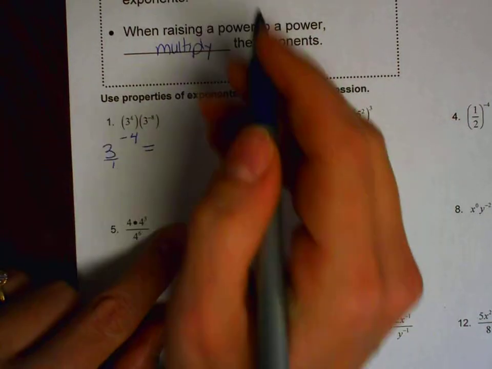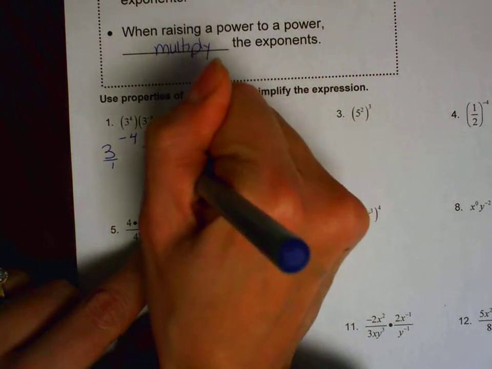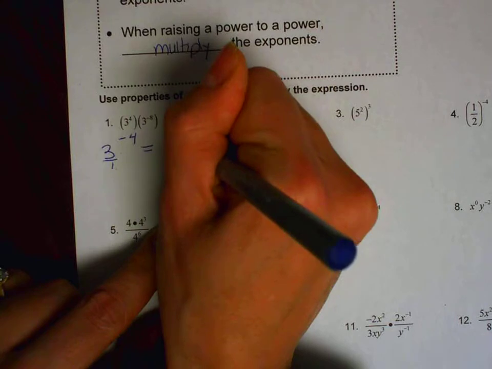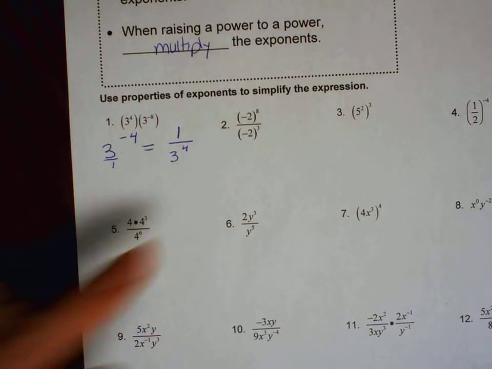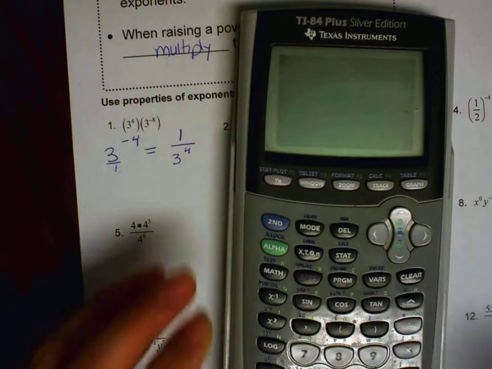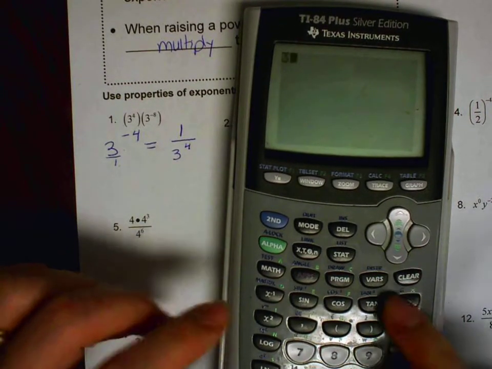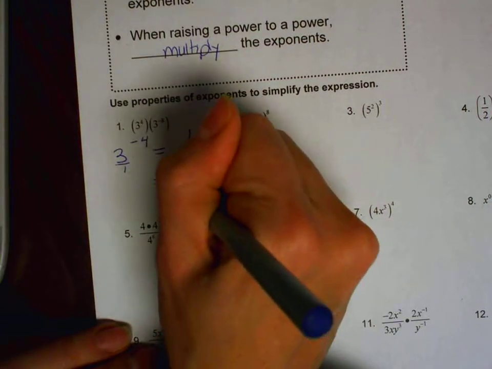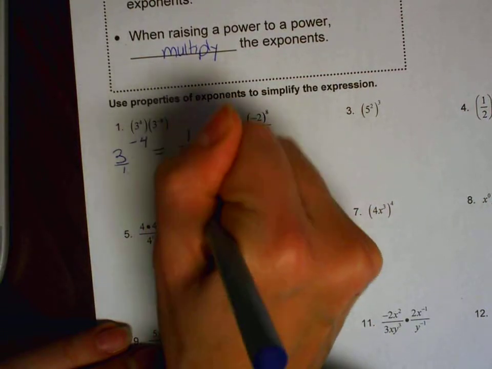To get rid of that -4, I move it to the denominator, to the bottom. And when I move it, that -4 becomes positive. And of course, I have to have something on the top, so I put a 1. So now, because this is numbers and not variables, I can simplify. I can do 3 to the 4th, and that gives me 81. So I have 1 over 81.